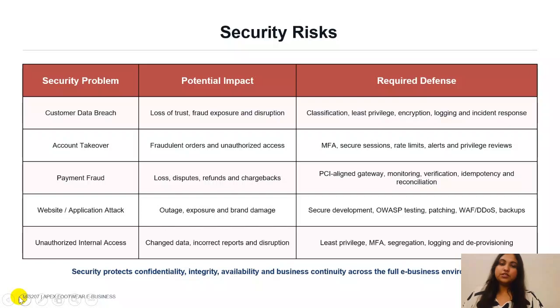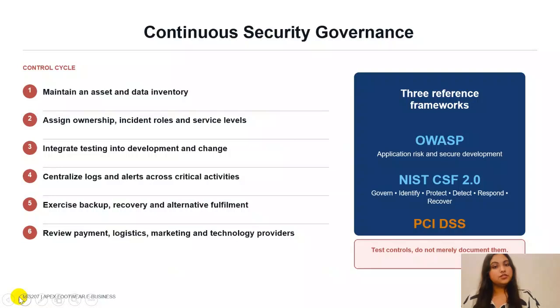Security should not be treated as something we check only before launch. Our proposed security control cycle has 6 steps. First, maintain an asset and data inventory. Second, assign ownership and incident responsibility. Third, integrate security testing into development and change. Fourth, centralize logs and alerts. Fifth, regularly test backup, recovery, and alternative fulfillment. And sixth, review important external providers such as payment, logistics, marketing, and technology providers.